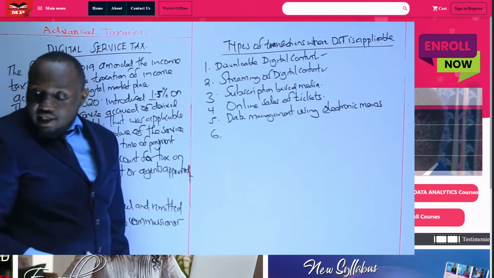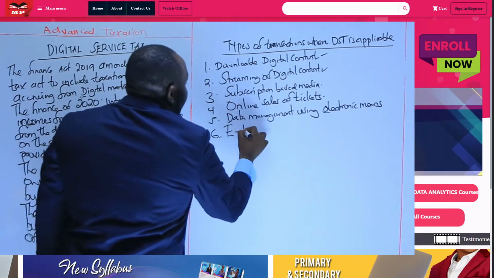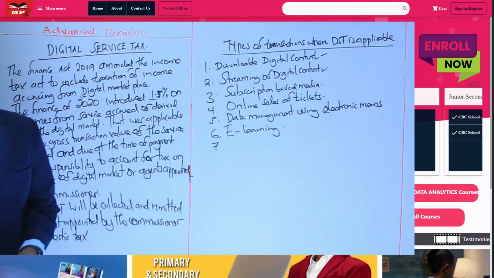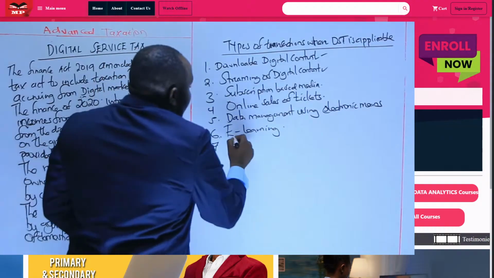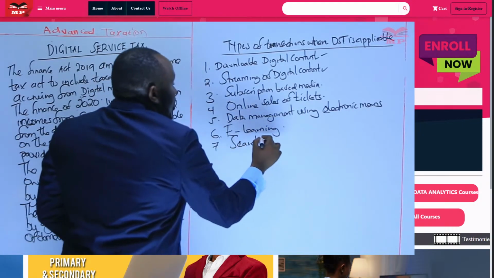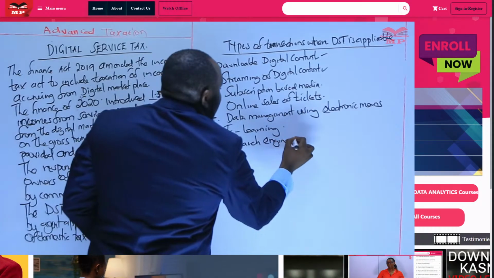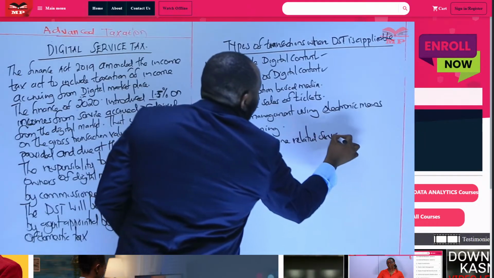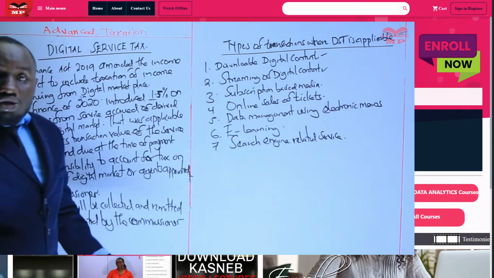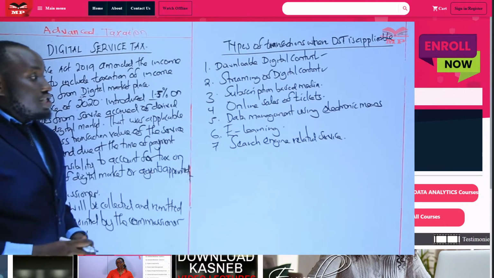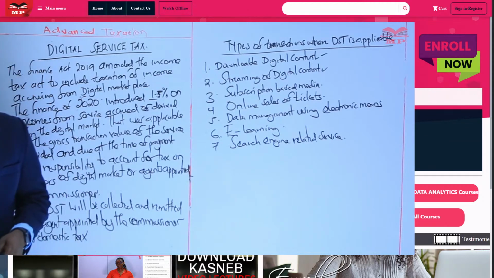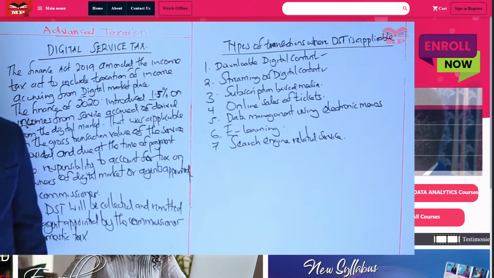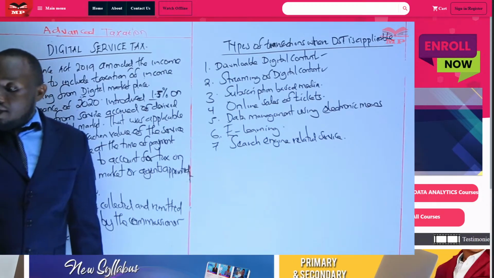We can also talk about e-learning, and we can talk about search engines related service. So these are the areas where we have DST, that is digital service tax, applicable.